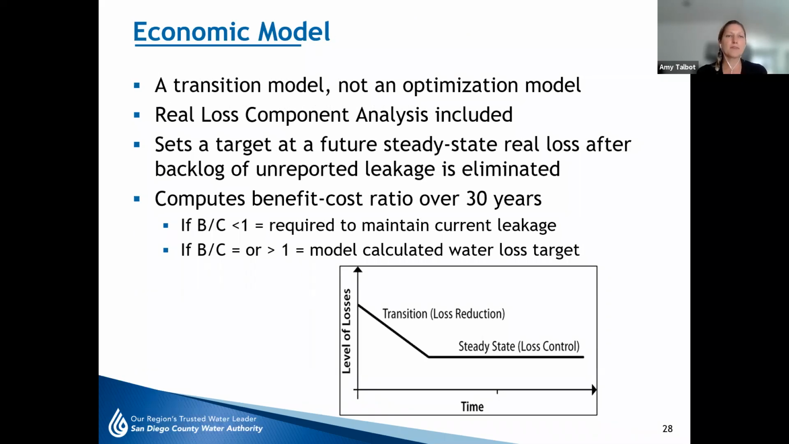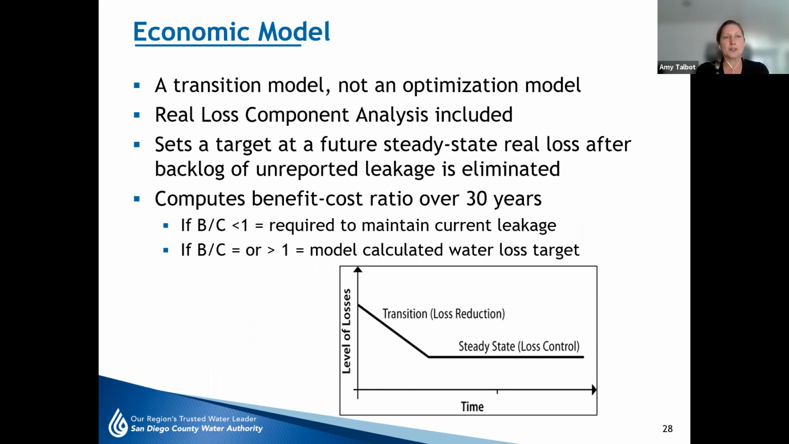So starting off with the economic model, just wanted to let everyone know, there's been some discussion about what type of model the economic model is. It is really a transition model. You can see down there with the graph below, it's kind of like, I'm here now, the model says I need to get here, and then I maintain that over time. What it's not is an optimization model, which would say, what's my biggest bang for the buck? How can I save the most water in the most cost efficient way? And that's not what this model is built on.